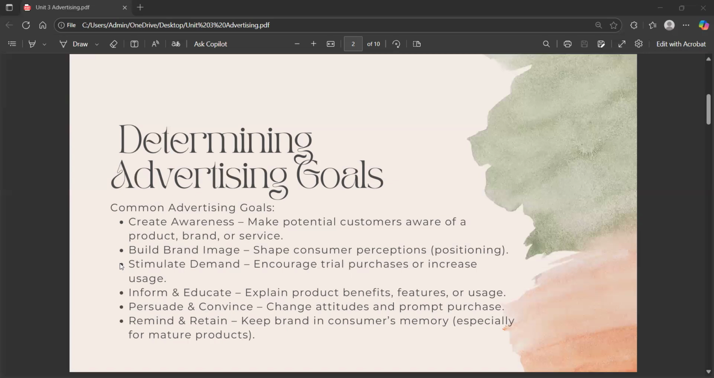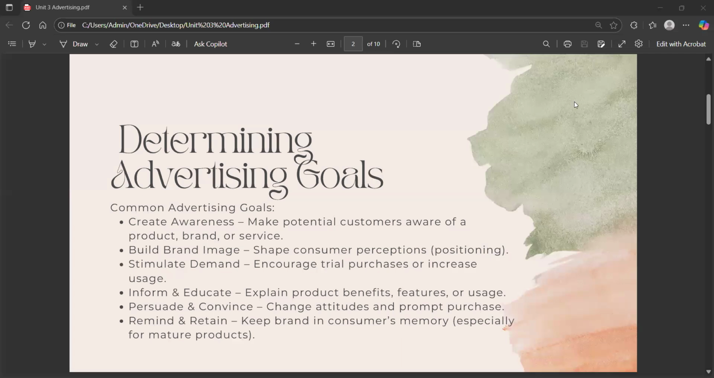Then second one is build brand image. In this, we are going to shape consumer perception through the positioning of our product or service into the market. Then we stimulate the demand. We encourage trial purchases or increase usage. Okay, we can launch a scheme that if you try this, we can give this free with this. So that way we can stimulate the demand of our product. We can encourage trial purchase, or we can increase the usage of our product.